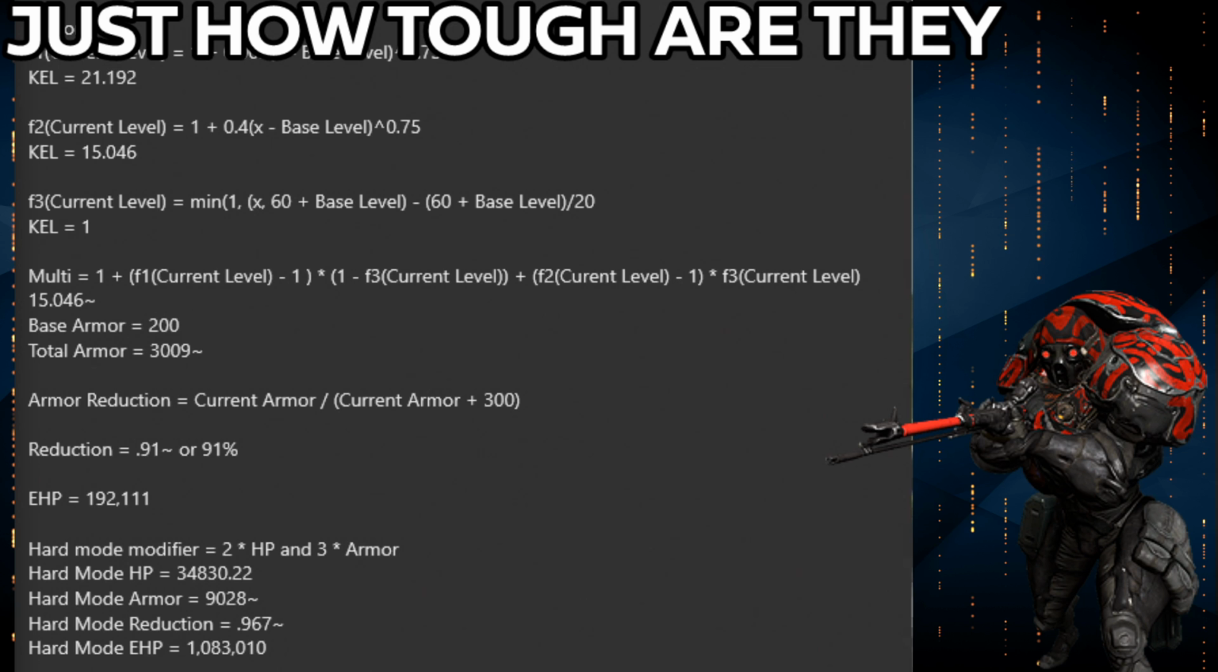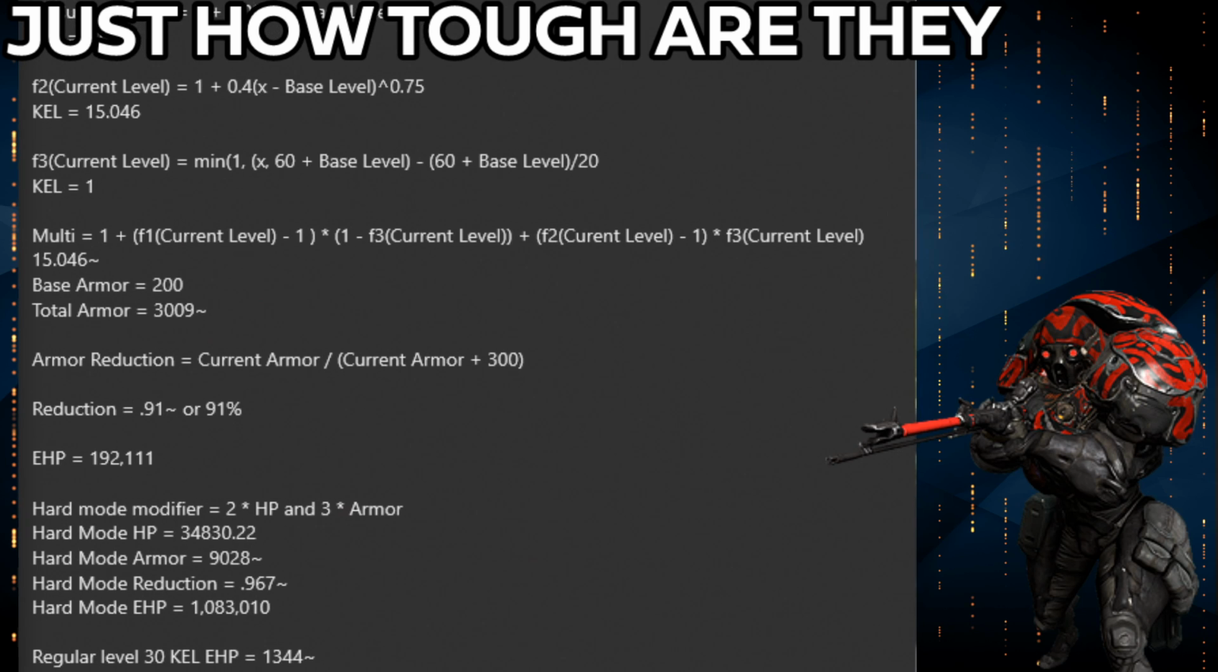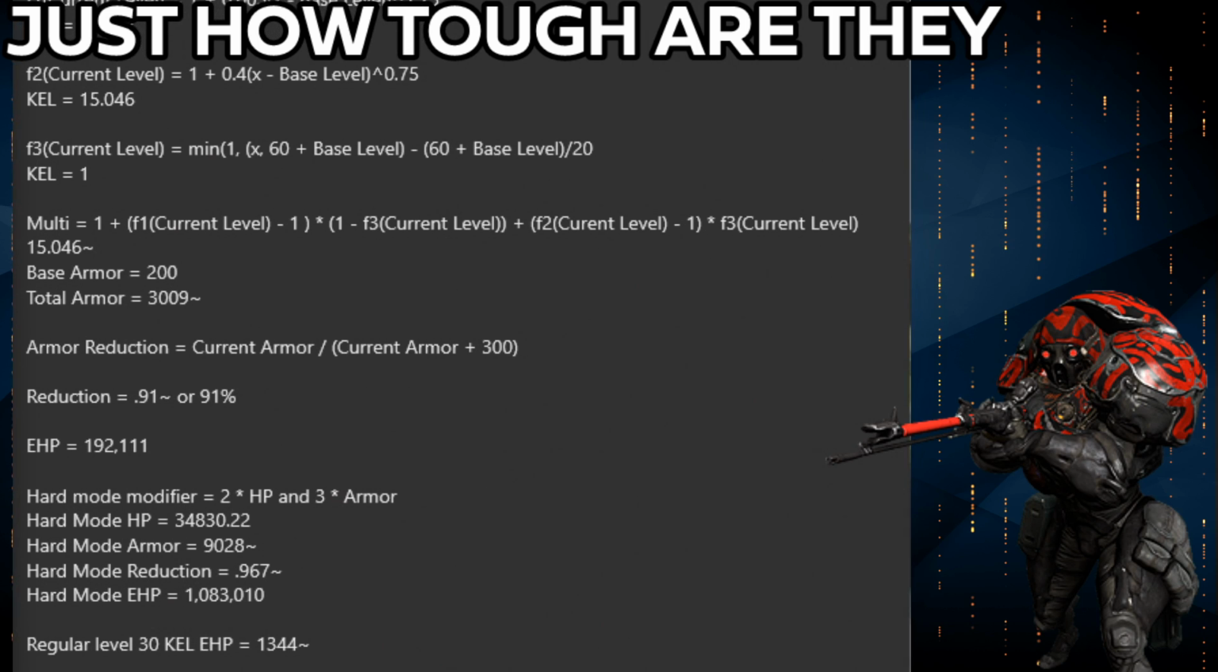But let's consider the Kuva Elite Lancers that we normally run into. If you're in the Kuva Fortress and you're just doing missions, those missions are around the level 30 mark. So what do those Kuva Elite Lancers that you're used to have in terms of EHP, compared to the hard mode EHP values that we're seeing? Because most people aren't going to stay in those missions until enemies reach level 130. The EHP of the regular level 30 Kuva Elite Lancers is 1,344, which means you can fit a little over 805 of the regular Kuva Elite Lancers we're used to seeing into one hard mode Kuva Elite Lancer.